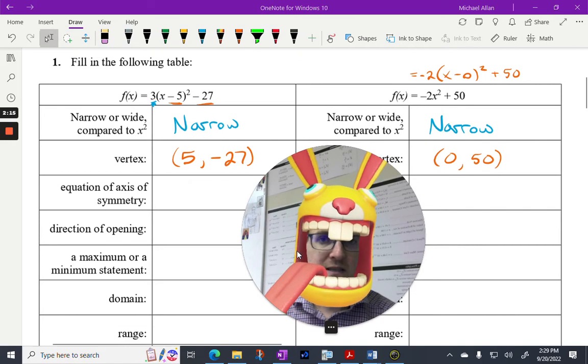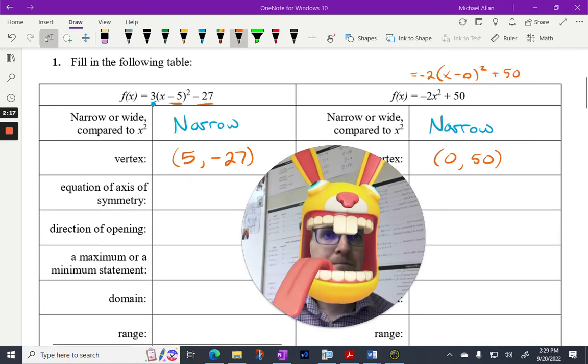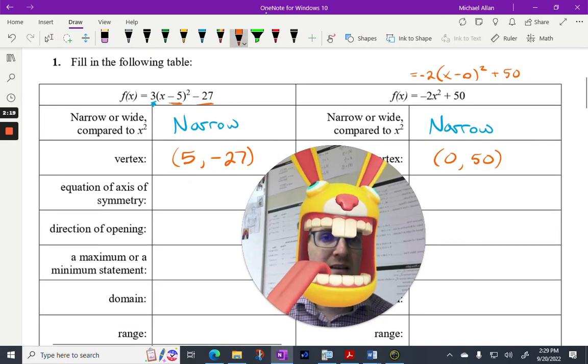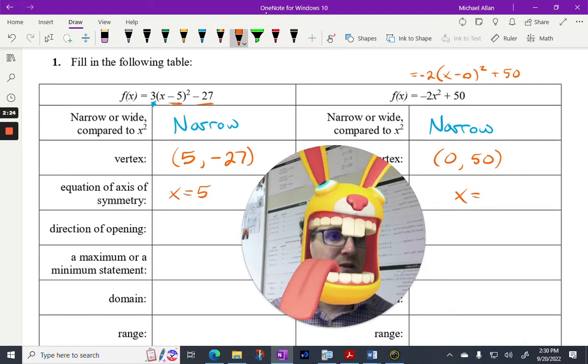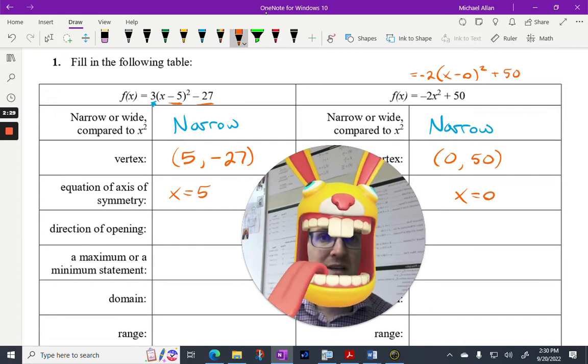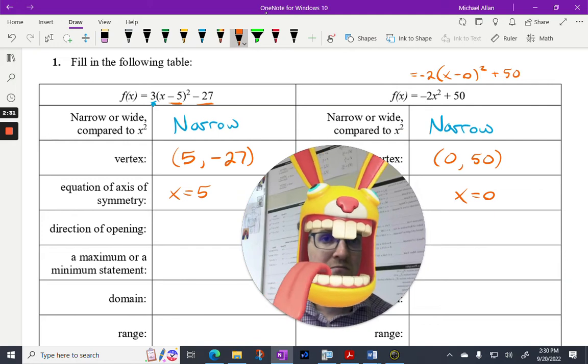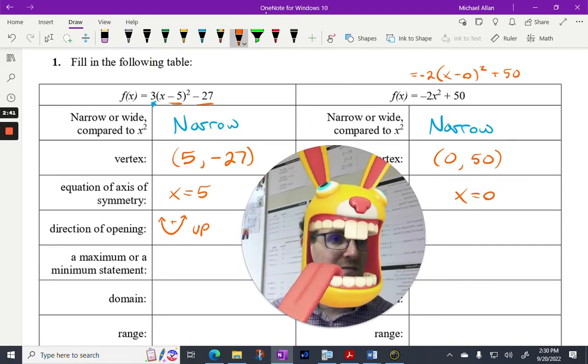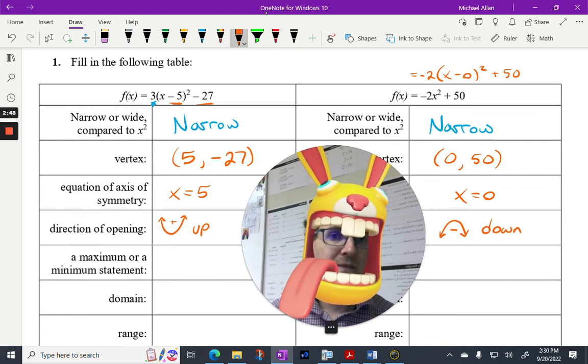Let's go over this one over here. Axis of symmetry. As long as you know the x value of the vertex, you know the axis of symmetry. So this one's going to be 5, and this one over here is going to be 0. Direction of opening. Because the 3 is positive, it's going to be opening upwards, kind of like a little smile face. It's a positive smile. So this is going to be upwards. And because the 2 is negative, that seems like a bad mood, so you should get a little frowny face. You get a negative there. So it's opening down.